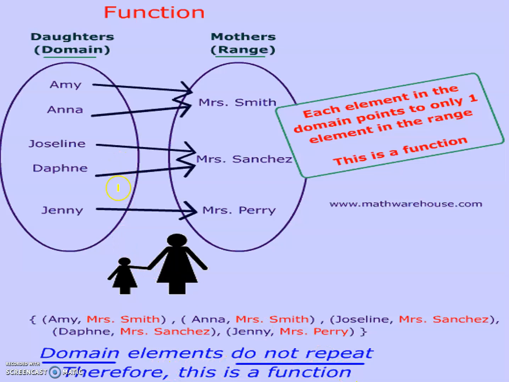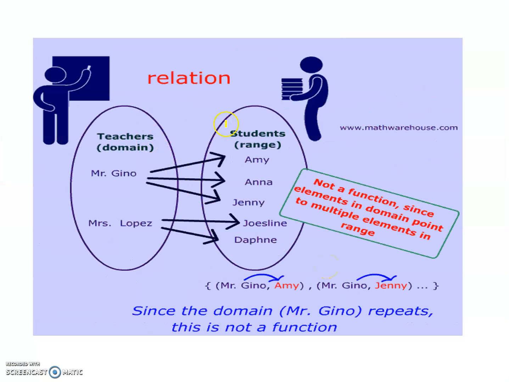That means the output elements are not different. Therefore, this is the function. Relation means what? The teacher and the student: Mr. Genio, M.A. Anna Jenny, Mrs. Lopez, Jesslyn Daffy. That means not a function, since elements in a domain point to multiple elements in the range.